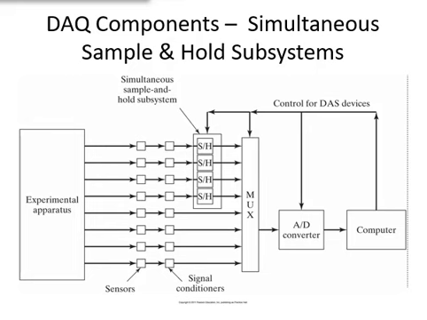This figure shows how a simultaneous sample and hold module is added to the DAS. Each of the top 4 channels connects to a sample and hold device. These sample and hold devices are instructed to take a reading simultaneously. However, the data from these channels are not immediately processed.